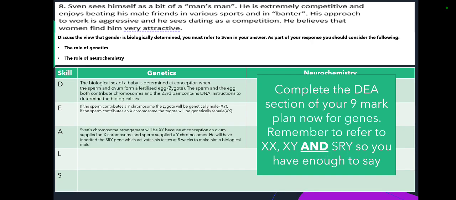Okay, so now just compare your notes to what I've popped into the table at this point. We've just got a very basic definition of what the genetic structure of biological male and biological female is, and where that comes from in the elaboration. And then the application is just stating what the genetic structure would be of Sven. Okay, so it's nice and straightforward in terms of what you can include there.